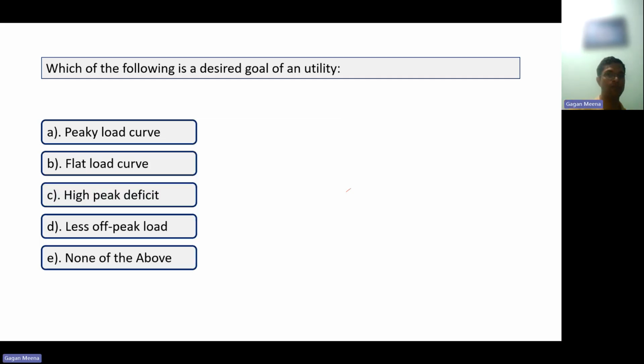Okay, next is which of the following is a desired goal of a utility? Peaky load curve, flat load curve, high peak deficit, less off peak load. We already discussed that. What's the desired goal of a utility? Utility always wants the load curve to be as flat as possible so that the requirement for the peak generation is not there, to save the cost, which is always required. So the correct option here would be flat load curve.